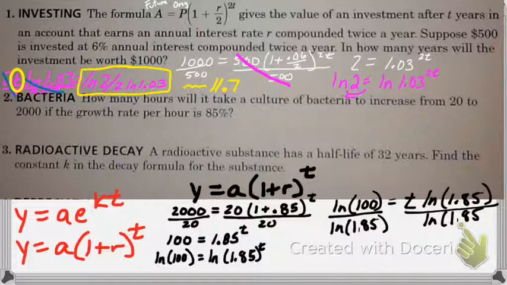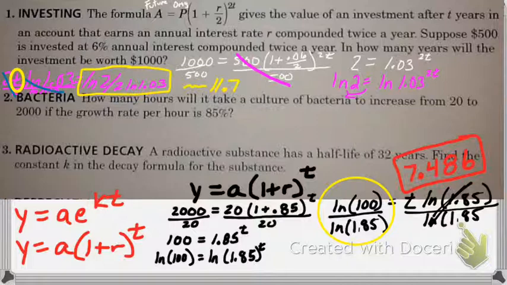So there's your calculation right there. ln of 100 divided by ln of 1.85 is what you should be doing. And that is approximately 7.486, or 7.49, or 7.5, whatever, hours to go from 20 to 2000.